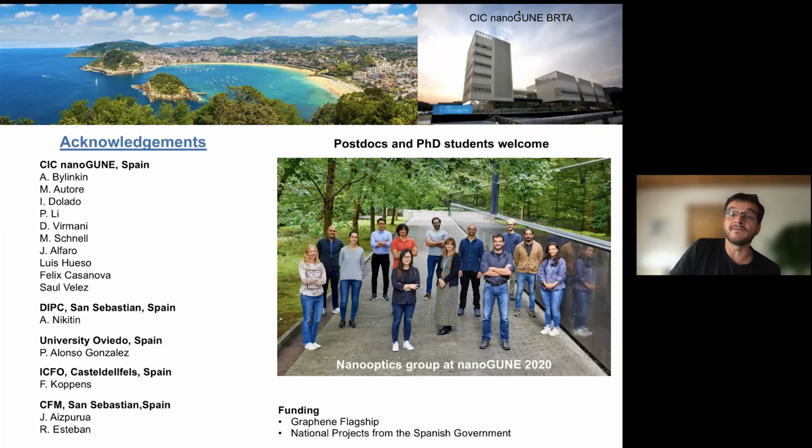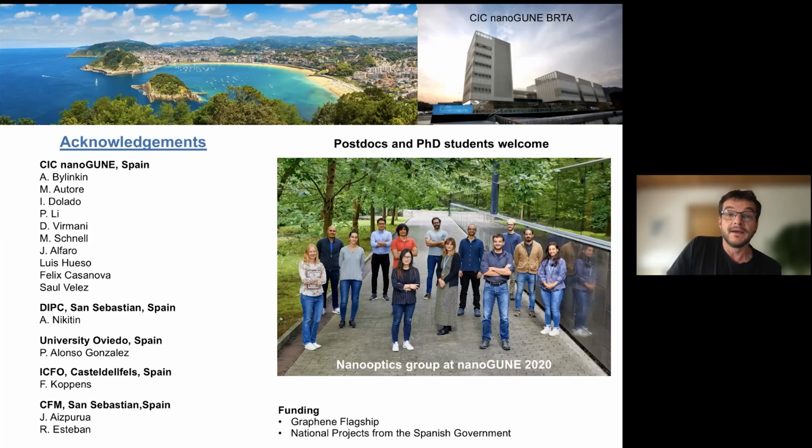Here you can see our institute. It may be not so well known. It's a research institute of about 100 researchers located here in San Sebastian. And I'm always looking for postdocs and PhD students, if I'm allowed to make this advertisement here. So if you're interested, please contact me.